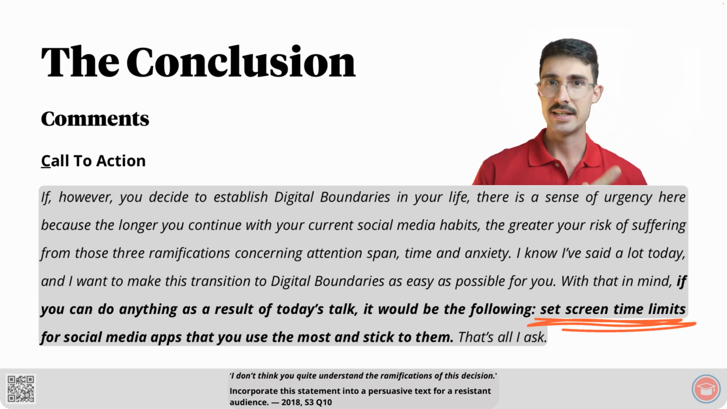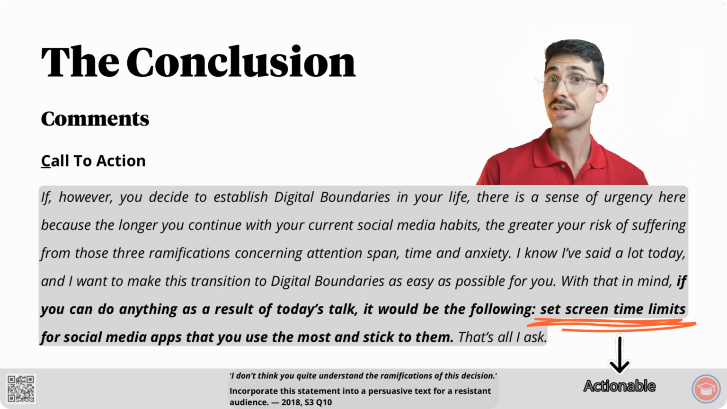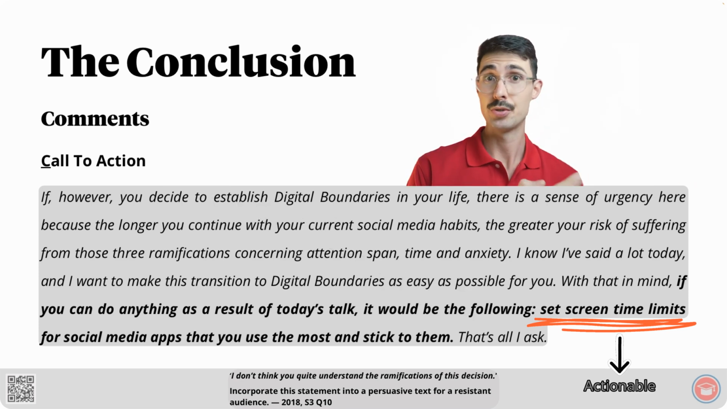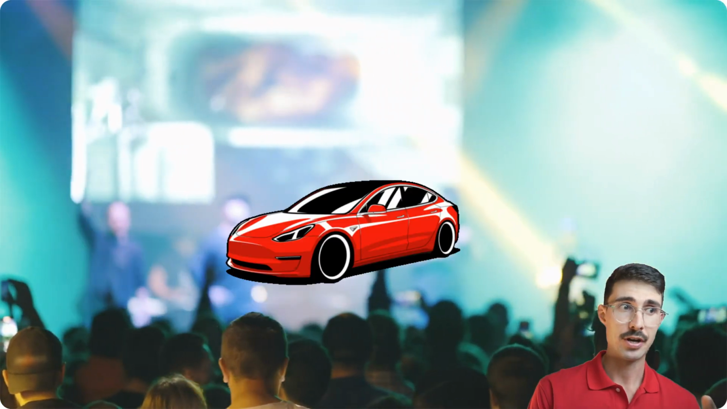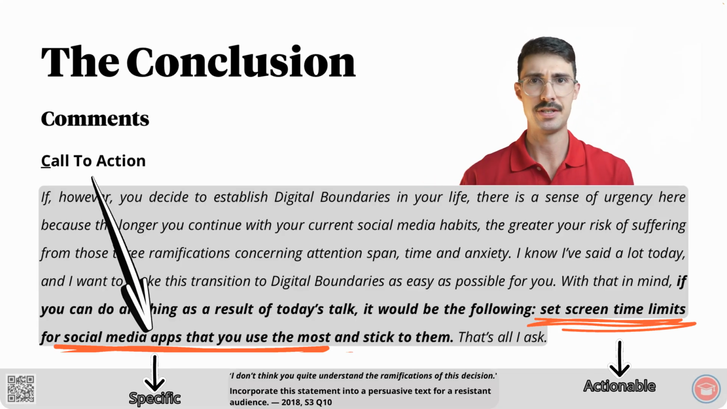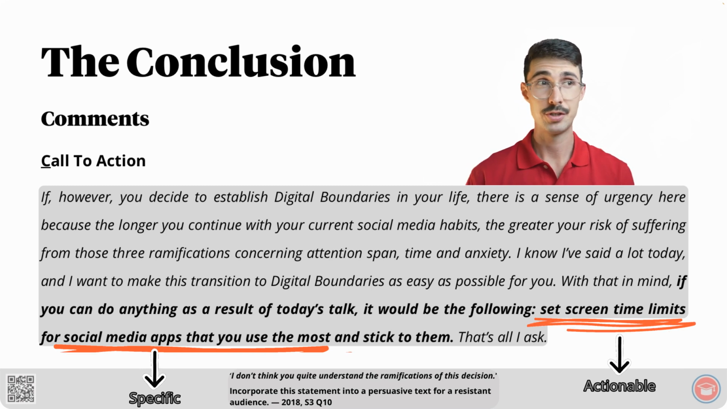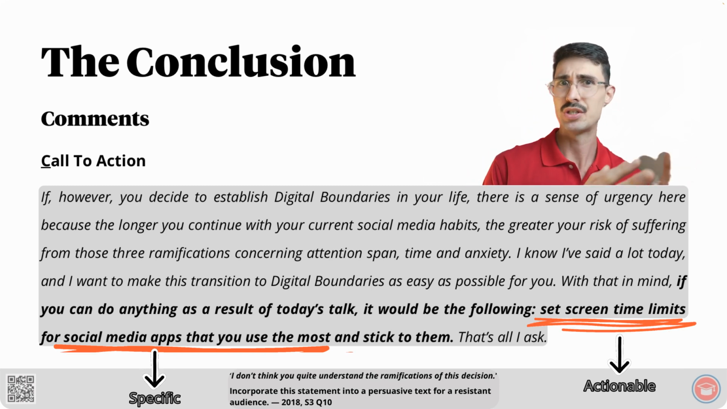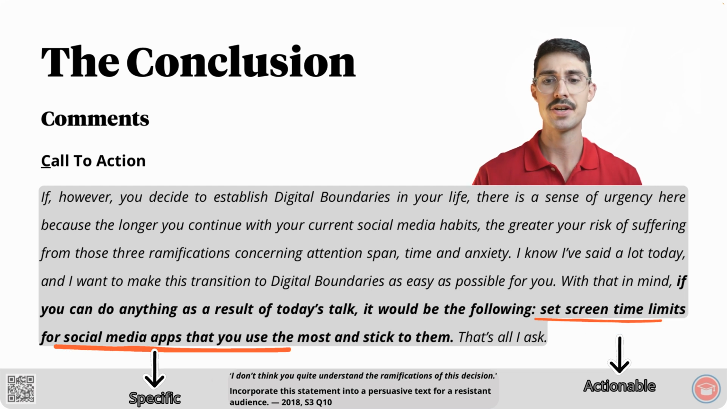That is actionable. It's something the audience can do. They're within their means to do that thing. I'm not telling them to go and do a backflip off a Tesla in a nightclub. And it's very specific. I'm not saying use your phone less. I'm saying, yes, use parts of your phone less, but do that by implementing this very specific setting on your phone.